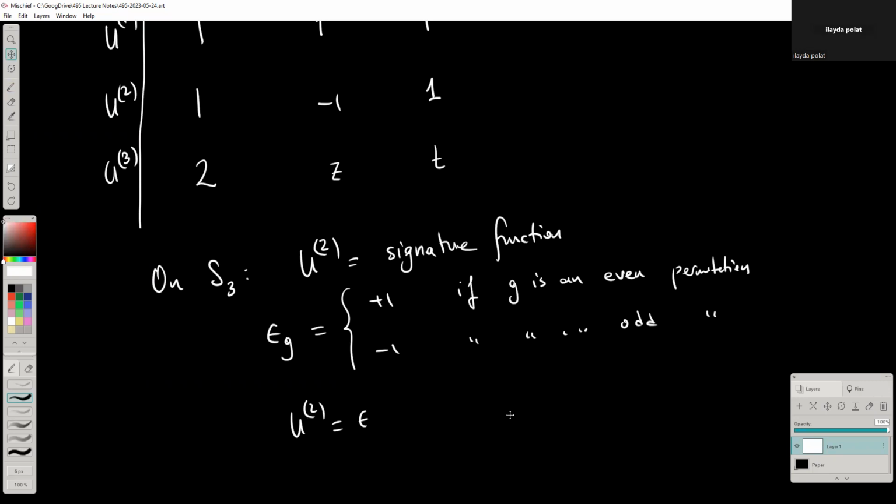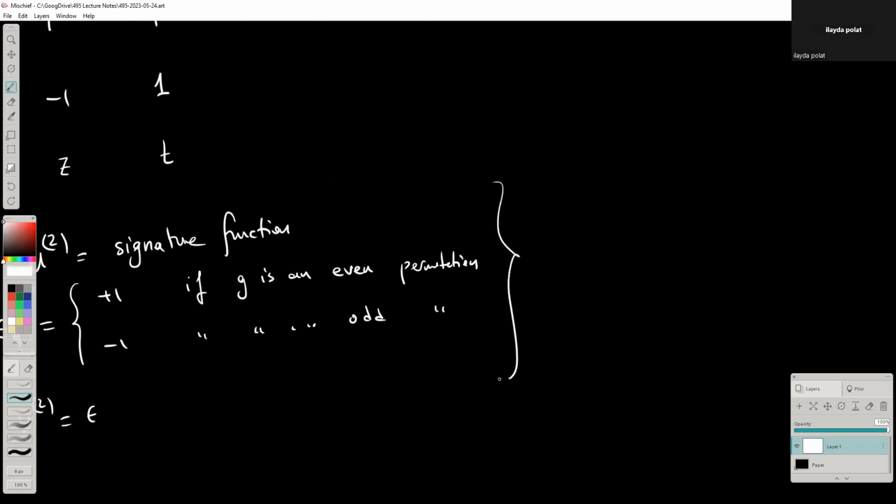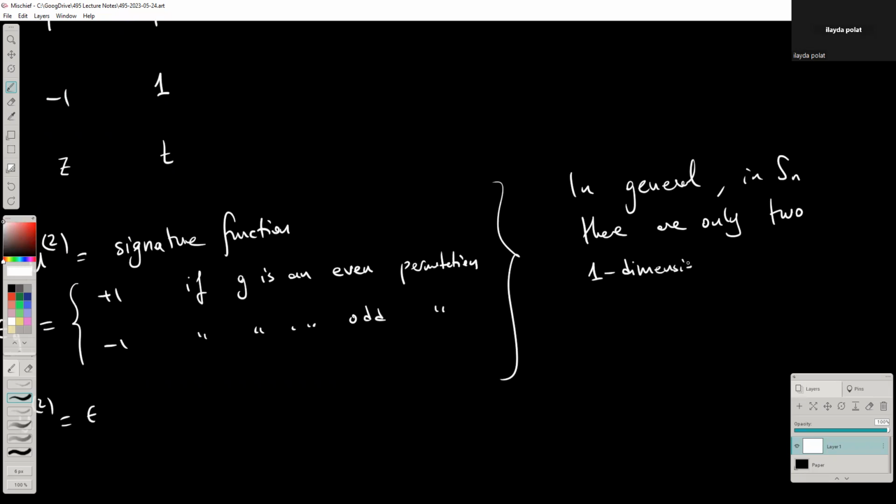It turns out that, let's say it like this. In general, in the symmetric group Sn, there are only two one-dimensional irreducible representations. Basically, U1 is the trivial one, and U2 is the signature.